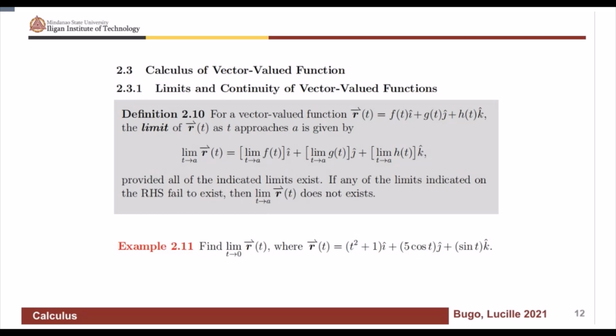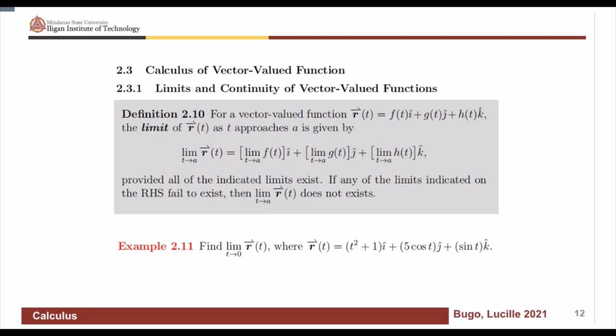For a vector valued function r of t equal to f of t i hat plus g of t j hat plus h of t k hat, the limit of r of t as t approaches a is given by the limit of f of t i hat plus the limit of g of t j hat plus the limit of h of t k hat, provided all of the indicated limits exist. If any of the limits on the right hand side fail to exist, then the limit of r of t does not exist. So if you notice, the limit of r of t can be derived by finding the limit of each component function.